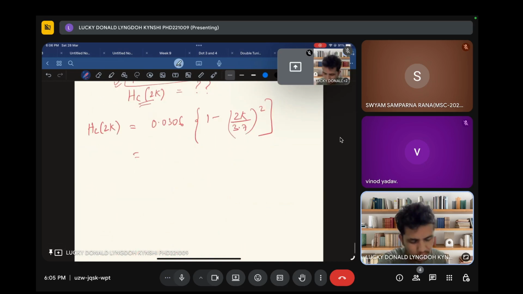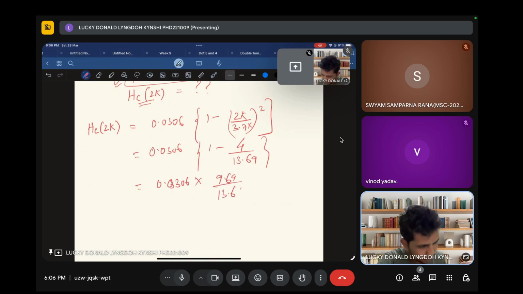Then it's easy now. 0.0306, you can substitute 1 minus of 2 square will be equal to 4. Okay, this is Kelvin, this is also Kelvin, same unit. That means you will have unitless. So you have 36.69. Okay, and 0.0306 into your 9.69 by 13.69, you will get approximately 0.02 Tesla.